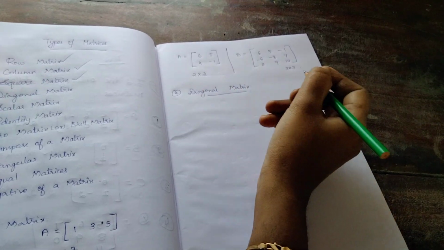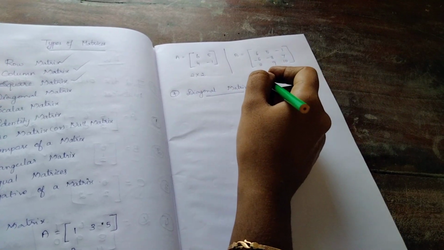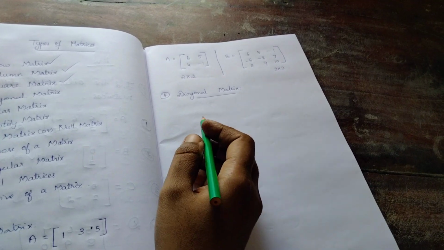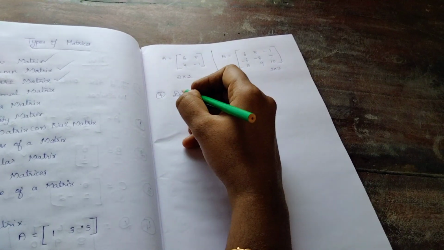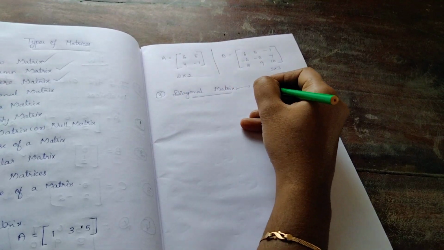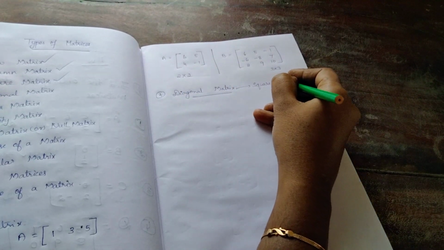So what's the meaning for diagonal matrix? You should check for the diagonal. It should be a square matrix. First, it should be a square matrix. Diagonal matrices are always square matrices.